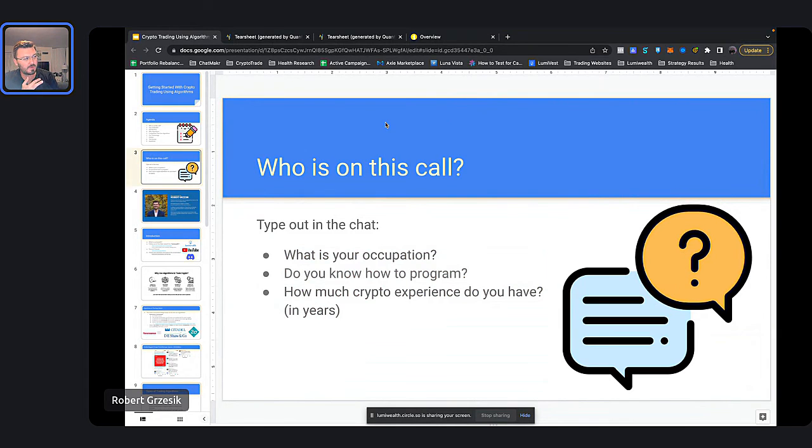Do you know how to program? Is this something that you've been doing for a long time, or are you brand new to this? Our courses are very beginner friendly, so you will be able to go in even if you have not coded before. But if you do have some coding background, we are able to take you to whole new heights and show you how to apply that to this world of crypto trading. So that's question 2. And question 3 is, how much crypto experience do you have? Have you been doing this for a long time or not?